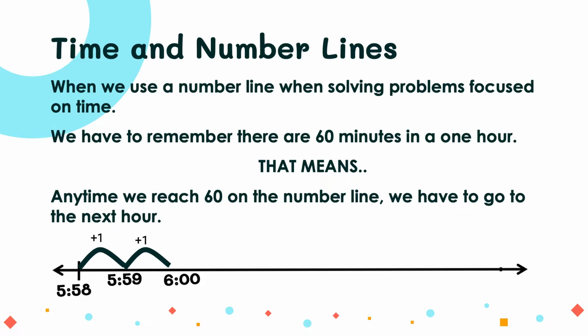When we use a number line when solving problems focused on time, we have to remember there are 60 minutes in 1 hour. So that means anytime we reach 60 on the number line, we have to go to the next hour. For example, let's say you arrive at a store at 5:58 and it has a big parking lot and you want to see how long it takes you to get into the store. So let's say it took you 2 minutes. Okay, so on our number line we would start at 5:58 and we add those 2 minutes. So we add our rock jump, 1 minute, and we end up at 5:59. Add 1 more minute and instead of saying 5:60 we would say 6 o'clock.